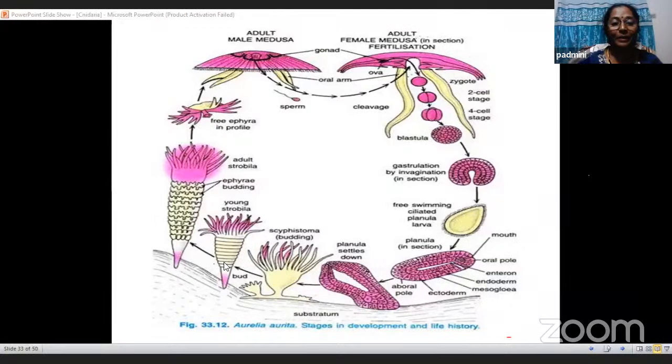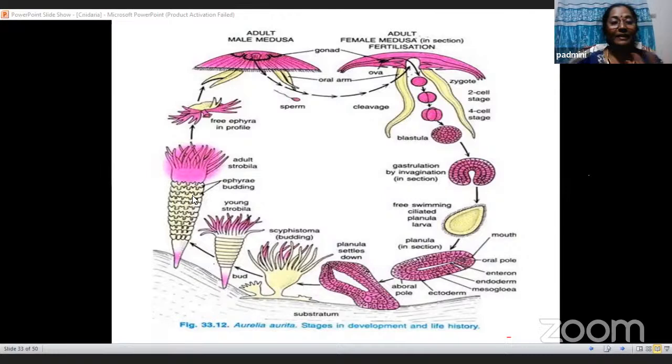That is, the segments are being formed. This scyphistoma starts to bud, and as they are budding, they form these segment-like structures. This is called a young strobila stage. And these segments again increase to form ephyra budding over here. That is, strobilation occurs. From scyphistoma to development of ephyra budding is called strobilization. And this strobilation is where you have those different buds.